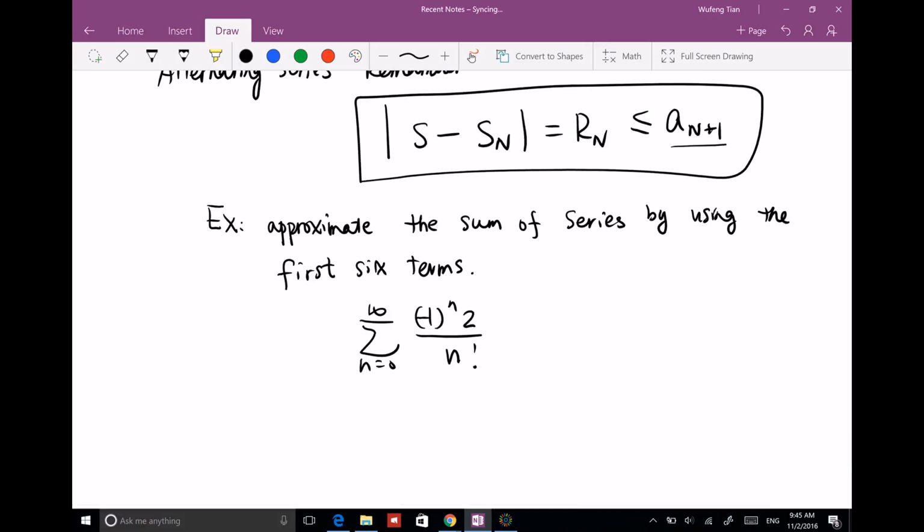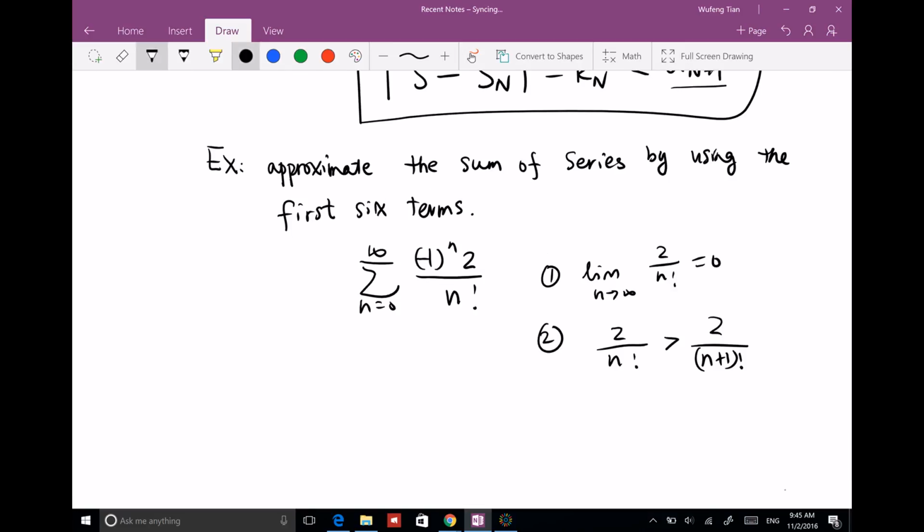First, we need to check that the series converges. It is very easy to prove that the limit as n goes to infinity of 2 over n factorial is 0. Just a very simple thing, 2 over infinity is 0. Second, 2 over n factorial is bigger than 2 over (n plus 1) factorial for sure, because the denominator is increasing with the same numerator. So this one converges. That's very easy to prove. Next we want to find what this series converges to.